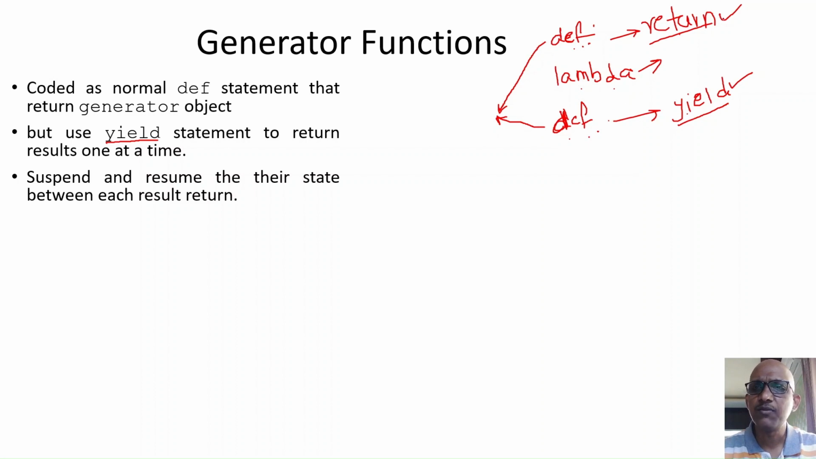Then what is the difference between return and yield? Both are returning values. Then what is the difference between these two? Okay, so just understand this point.